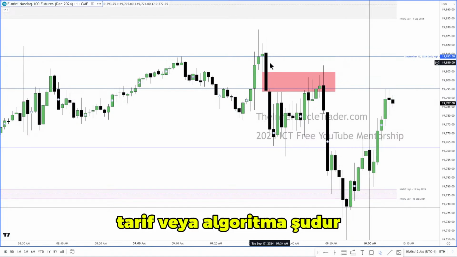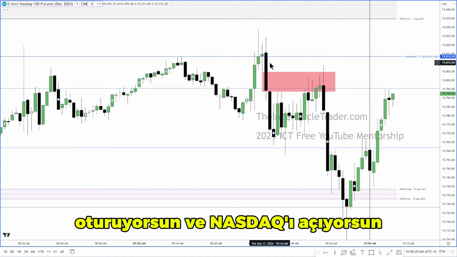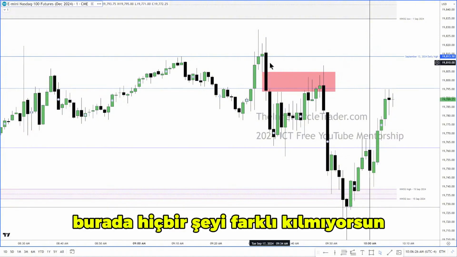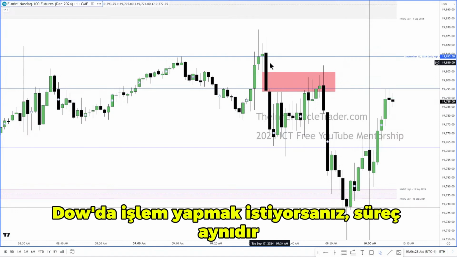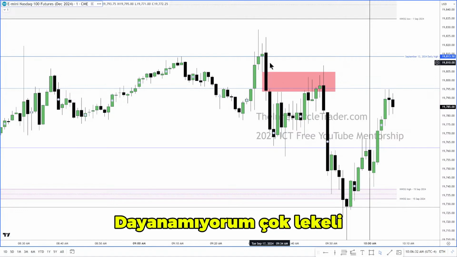The recipe or algorithm is this: every day at 9 o'clock Eastern Standard Time, you're sitting down and you're opening up the NASDAQ, or you're going to open up the ES. It's the same thing. You're not making anything different here. It's just the same process. If you want to trade the Dow, I don't know why you would want to trade a dirty 30. I can't stand it. It's too spotty.